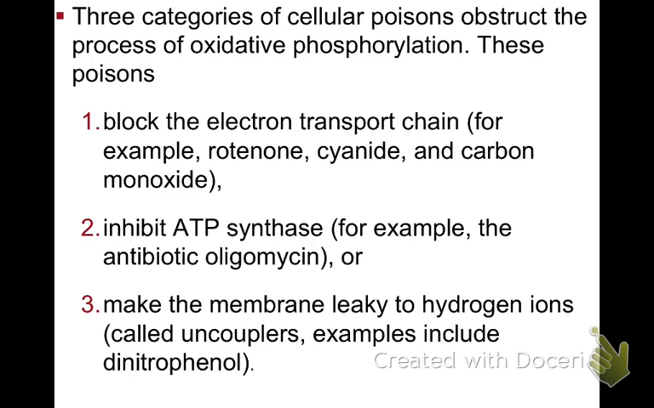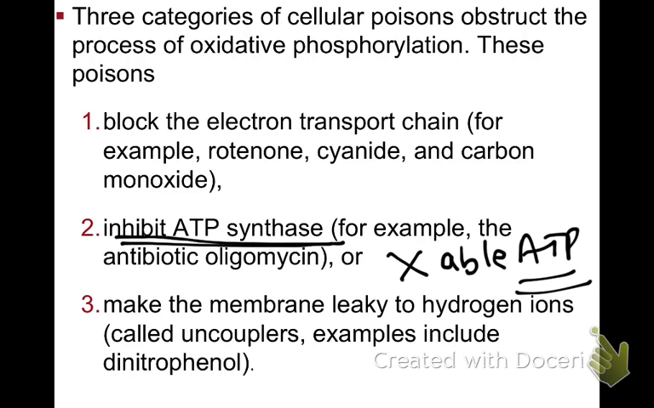Now, there are certain cellular poisons that can obstruct the process of oxidative phosphorylation. These poisons can block the electron transport chain at certain point, which means what happens is there is no transfer of electrons. So that means there is no throwing out of protons. So that means your oxygen is not being used. Okay. Or you can have the other part of the oxidative phosphorylation. For example, the ATP synthase is inhibited. So I am not able to make ATP.